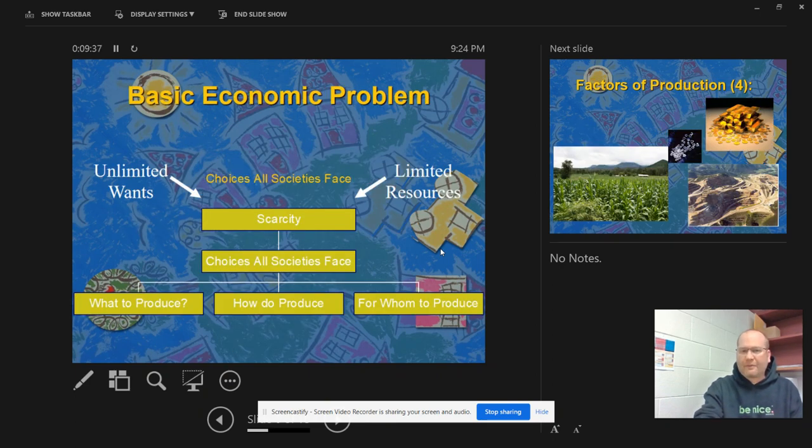So the basic economic problem comes down to the fact that we've got unlimited wants. We want everything, yet we have limited resources. So we can't have everything. And when there's not enough of something, we call that a scarce item. So we have scarcity. That's our problem. From that, then societies or groups of people or communities, they've got to decide what they're going to produce, how they're going to produce it, and for whom they are going to produce it.